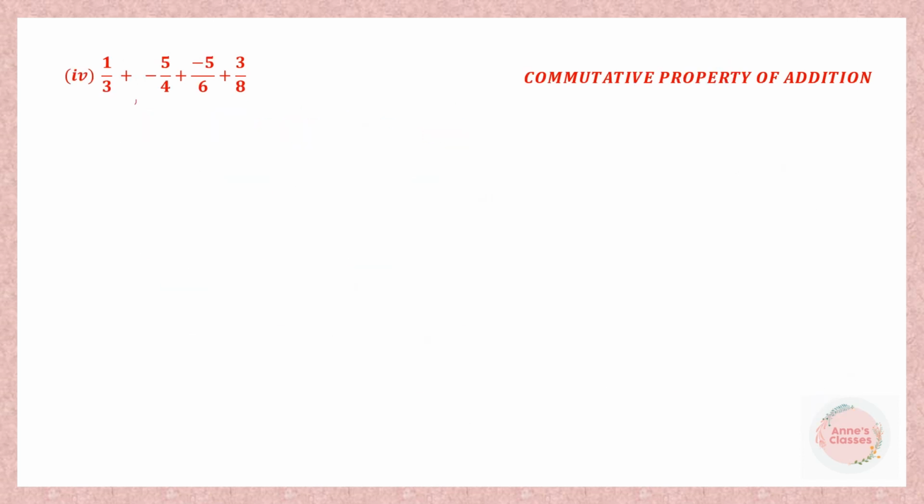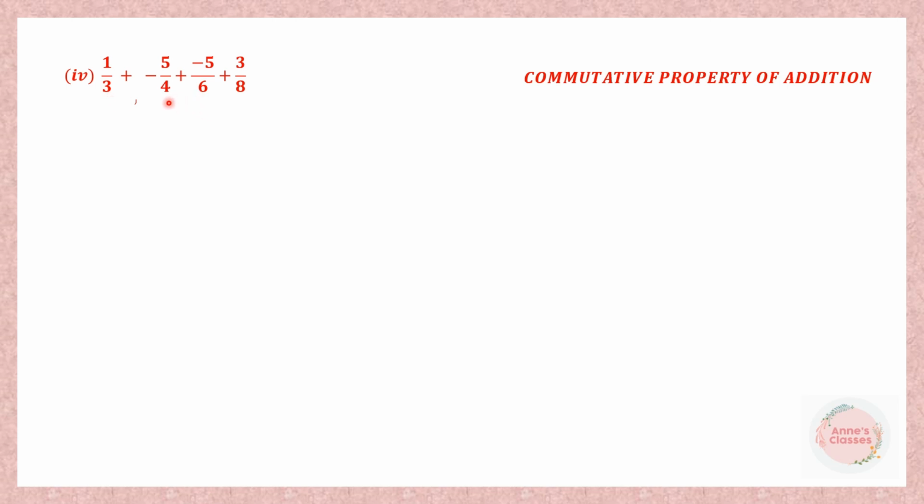Question 4. So here also we're going to rearrange. So what is the property that we're going to use? The commutative property of addition. We're going to rearrange. Now what are the rational numbers that we're going to rearrange? Here we have 1 by 3. Now look for a denominator that will go with 3. 6 will go with 3, isn't it? So we can make a group with the denominators 3 and 6.